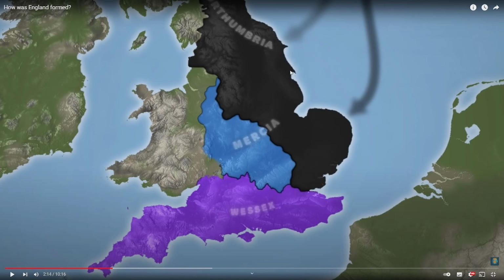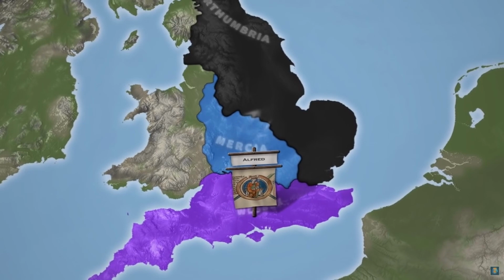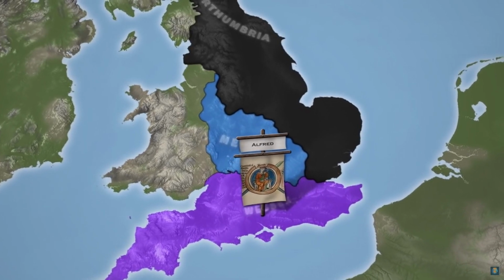So it was much more attractive for the Vikings to attack up here, but what that means is it gives Wessex much more breathing room than any of the other Anglo-Saxon kingdoms had. The current king of Wessex, Ethelred, died. His younger brother, Alfred, was left to protect his kingdom's independence.